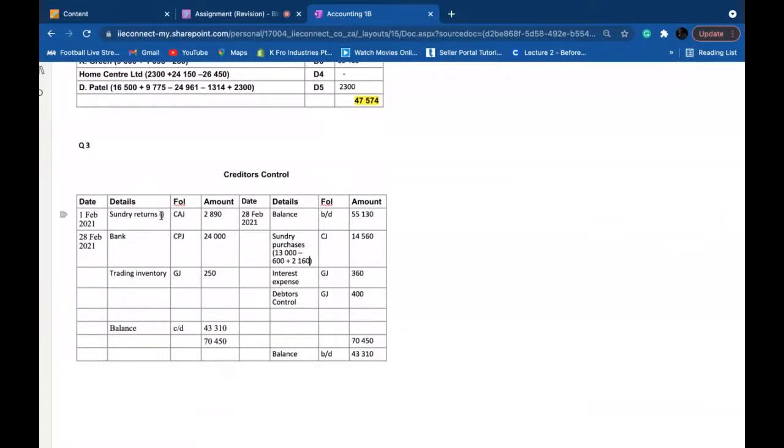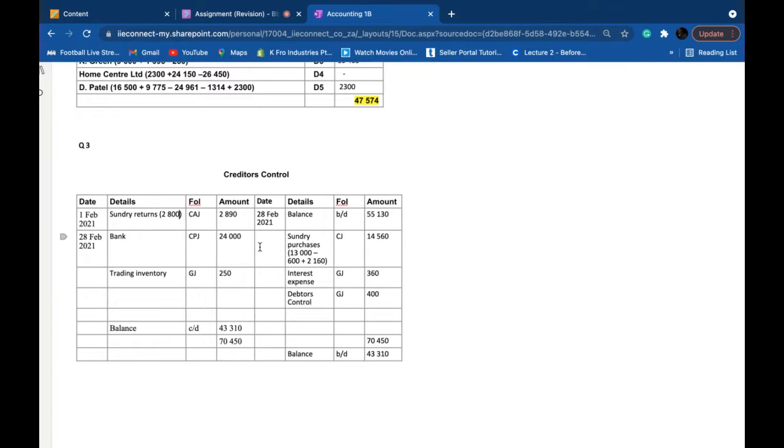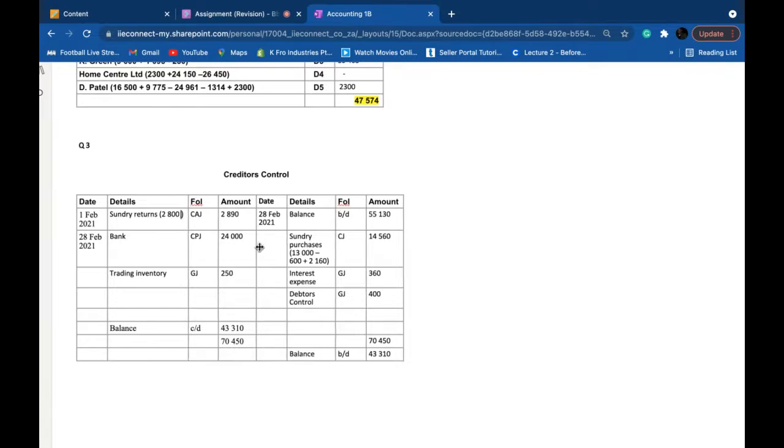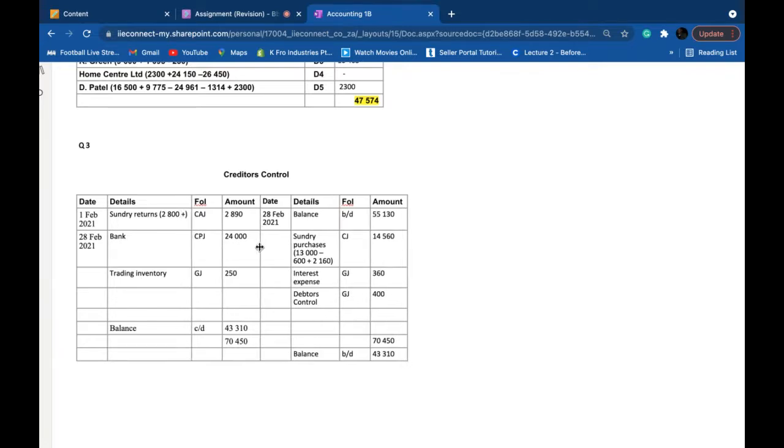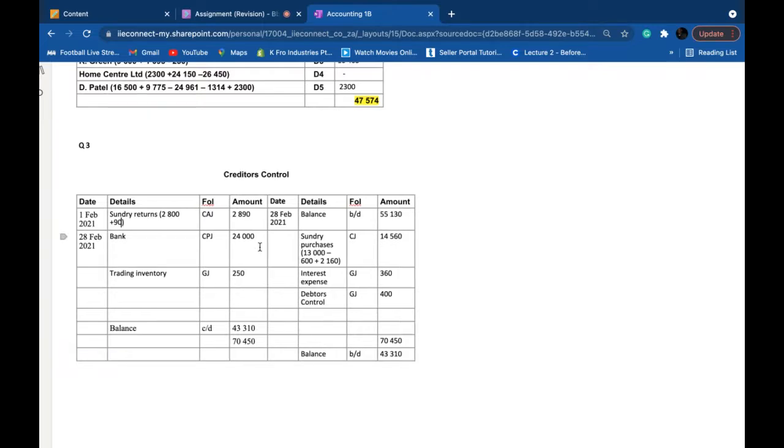So what that means is that sundry returns are affected, and you only know that if you know your creditors allowance journal. Initially they gave us 2,800 under sundry returns, but we know this amount is short by 90 Rand, so we say plus 90. That gets us to the 2,890 that we have there. So that was C. We've dealt with that. We can cross that out.